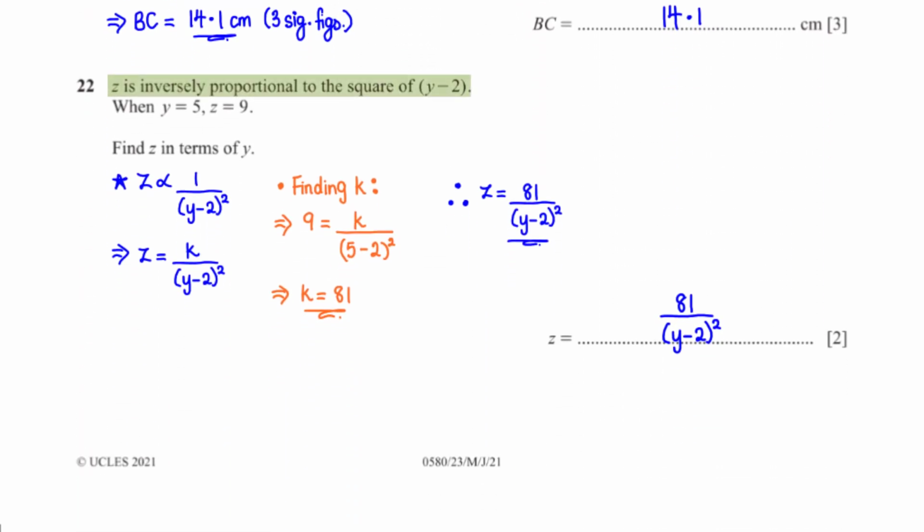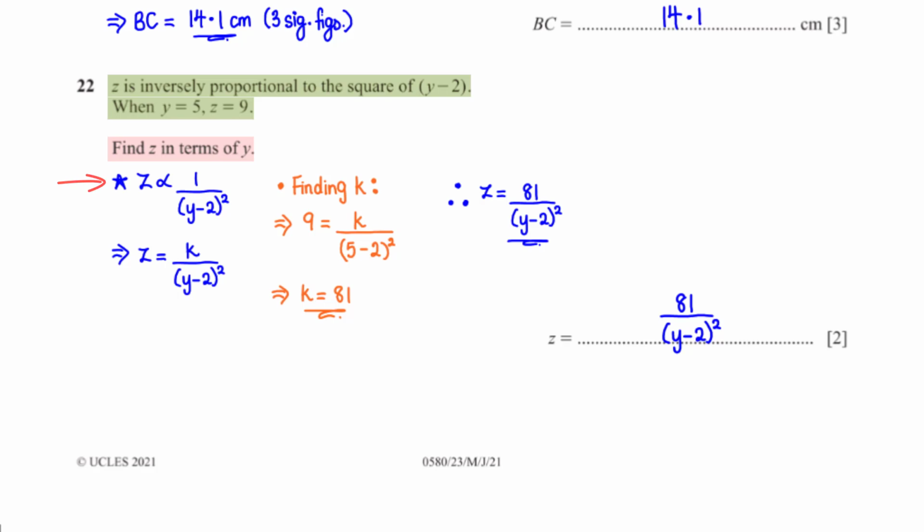Z is inversely proportional to the square of y minus 2. When y equals 5, z equals 9. Find z in terms of y. In mathematical terms, let's write z is inversely proportional to y minus 2 squared.